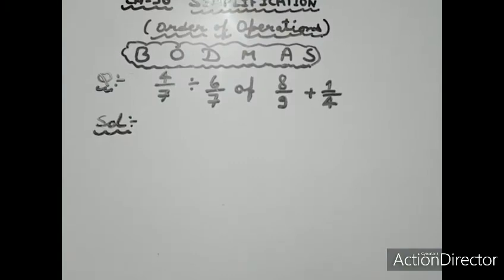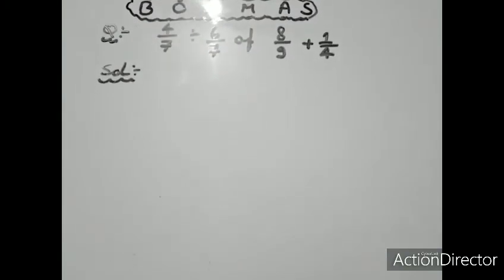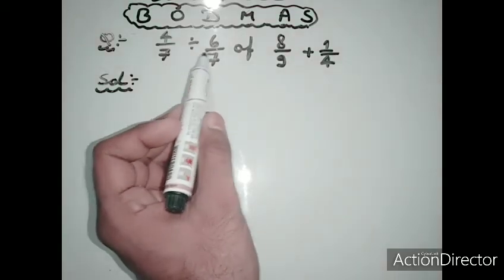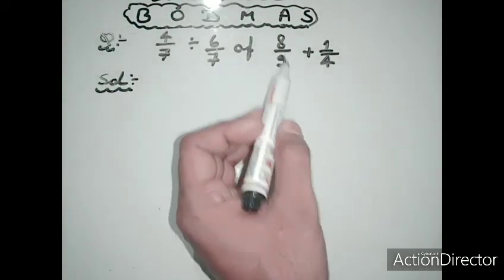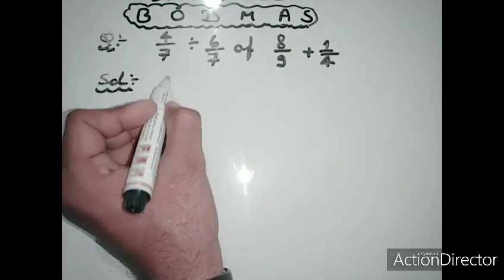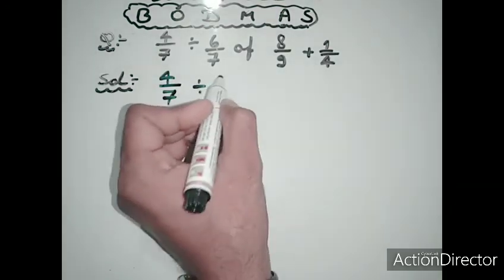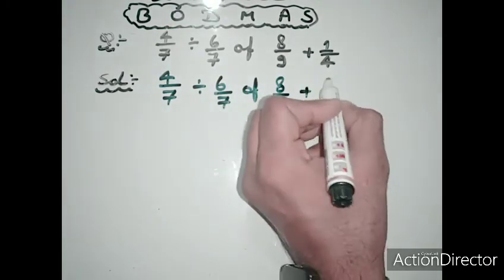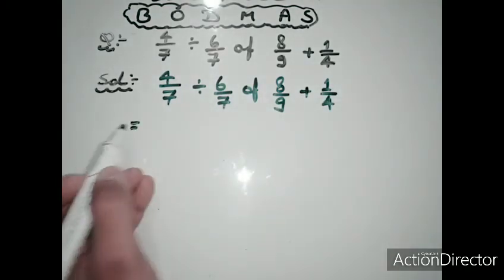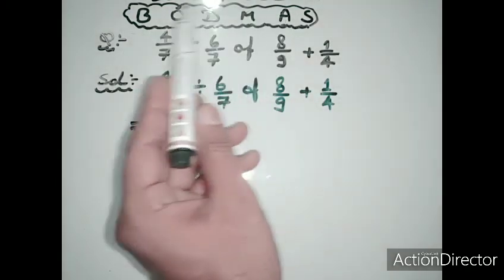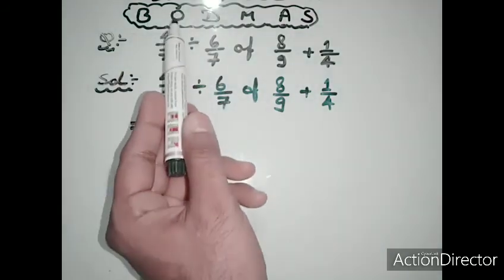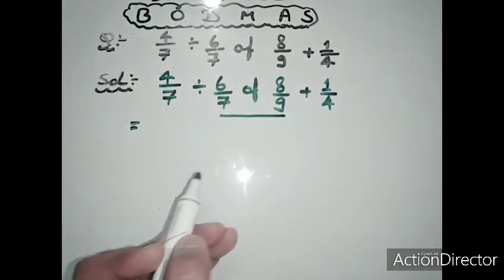So now students, here we solve the next question. 4 upon 7 divided by 6 upon 7 of 8 upon 9 plus 1 upon 4. Now students, you all know that here we follow this sequence. So there is no bracket here, but there is of, right? So here first we solve this of, this part of this question, right?